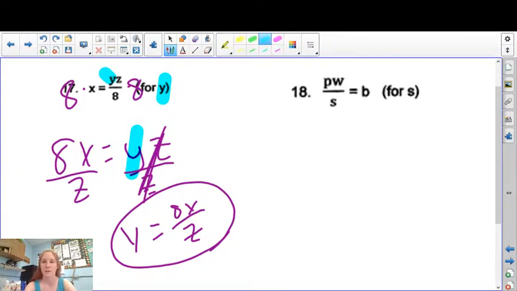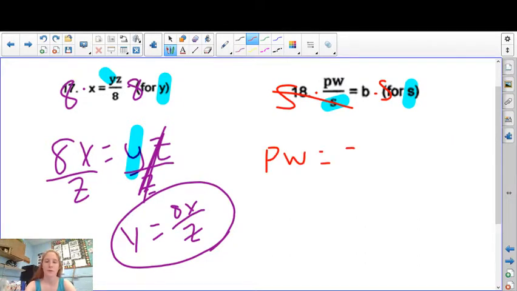Next, on number 18, I'm going to solve for s. And s is here on the bottom. So we need to get rid of that division. And again, to get rid of division, we use multiplication. So I'm left with PW is equal to S times B.